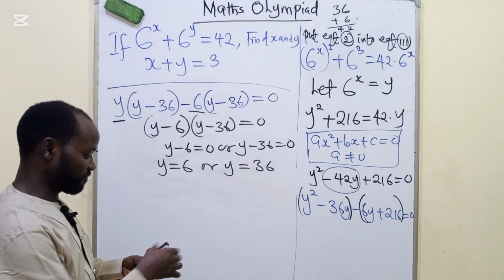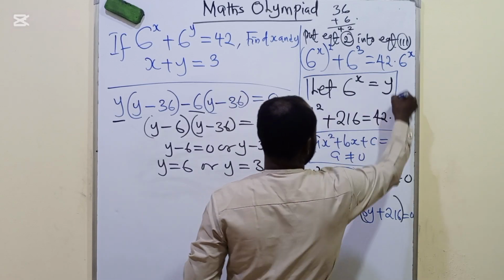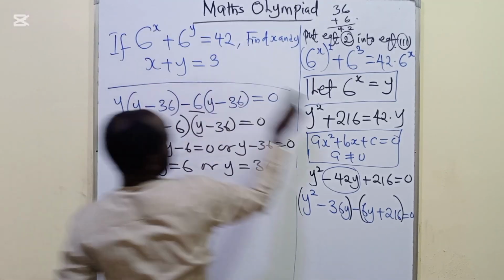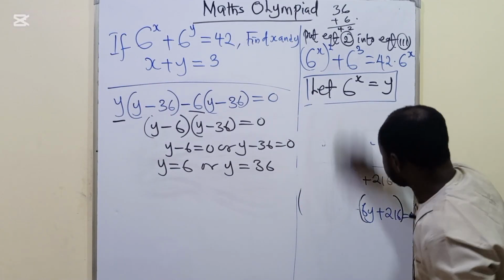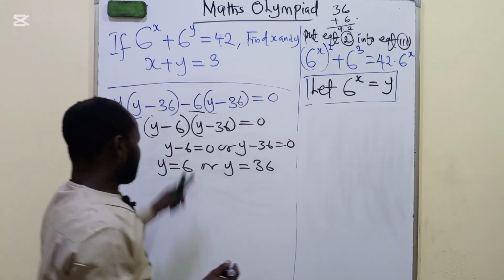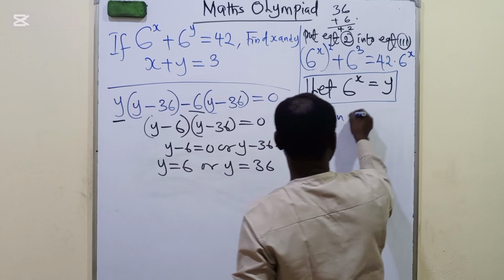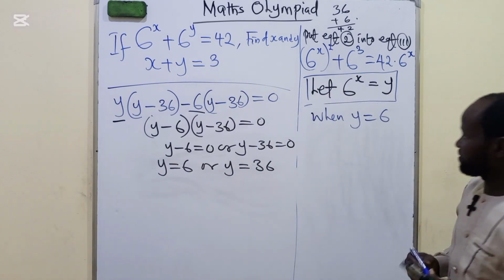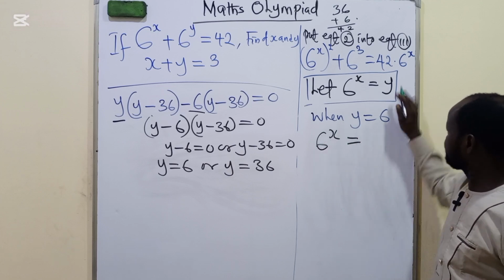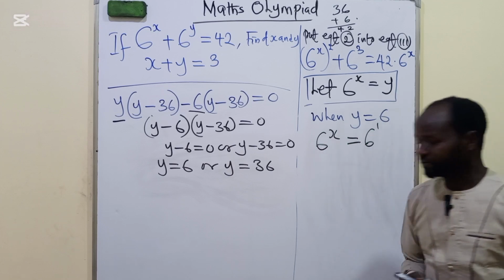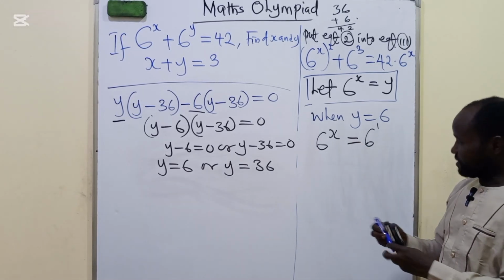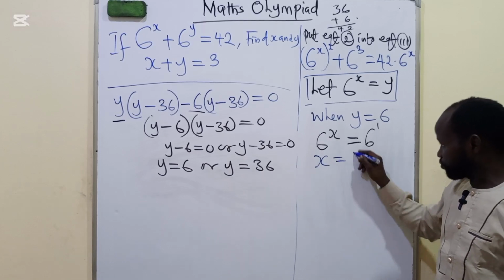But we are not looking for the value of y. We have declared our y here as 6 power x. So let's use that assumption to find the value of x now. When y is 6, what will be the value of x? Very important. So we're using this assumption. It will be 6 power x equals, in place of y we put 6, and this is power 1. The bases are the same here, we can equate their powers. So the first value of x is equal to 1.